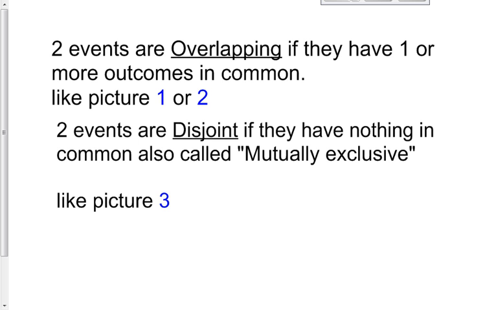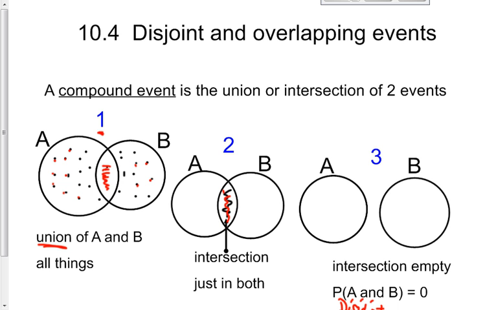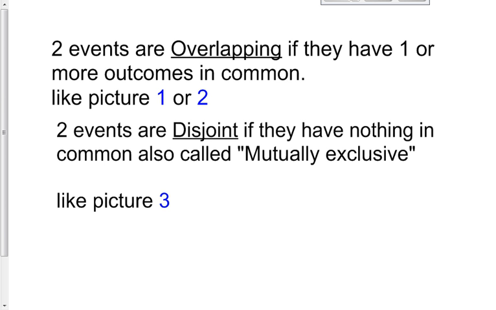Two events are disjoint if they have nothing in common, and this is also called mutually exclusive. That's another phrase that you sometimes hear. When they do not have anything in common, it is mutually exclusive. And that is specifically picture number 3, where you have two circles that don't overlap, they have nothing in common. That is called disjoint.